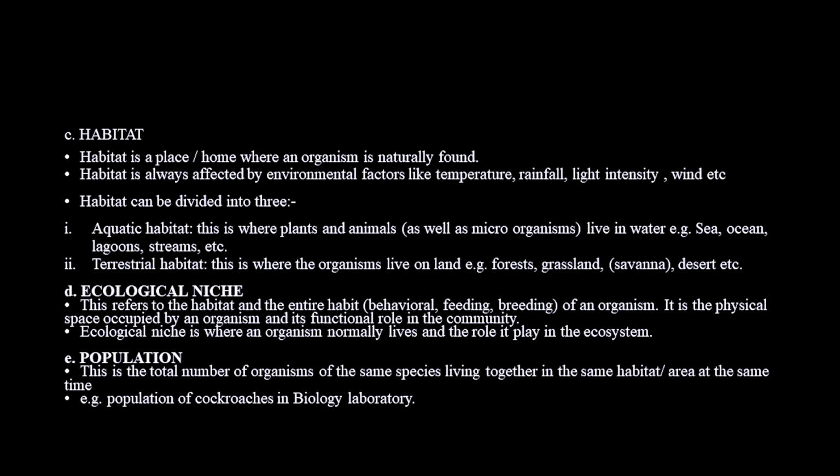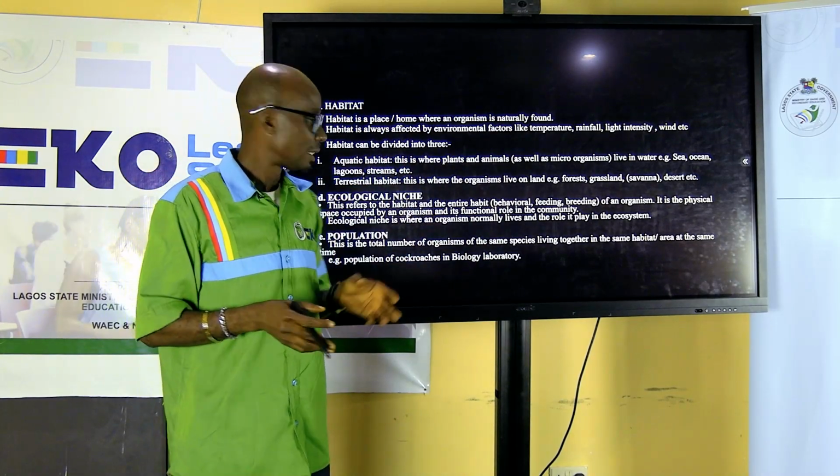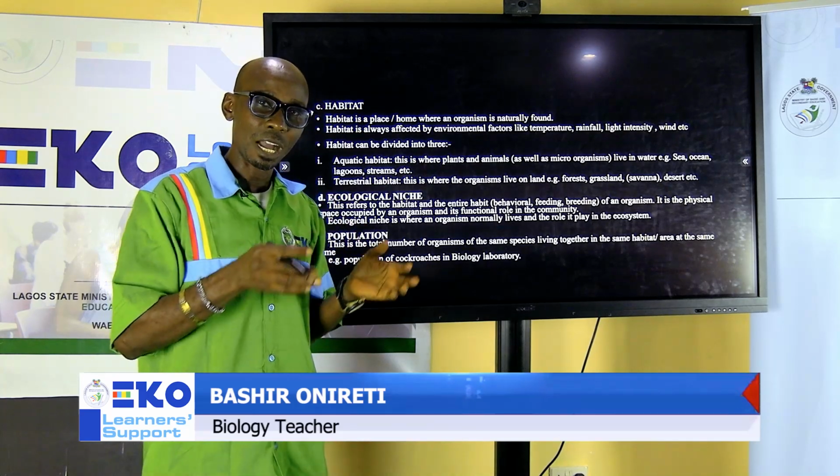Then our habitats can be divided into two: the aquatic habitat and the terrestrial habitat. Aquatic is water. We are surrounded mainly by water, and land. Land includes our mountains, our trees.